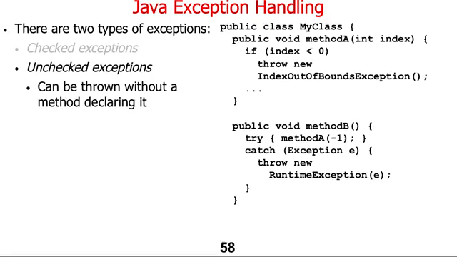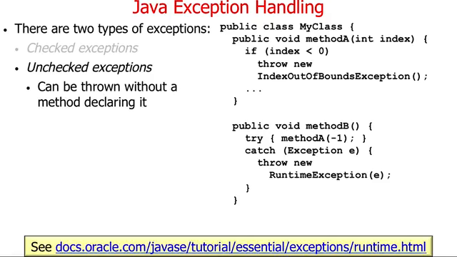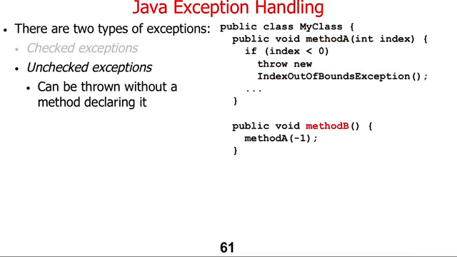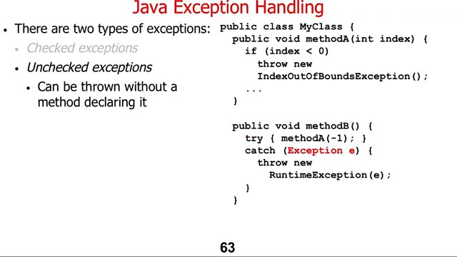The second general type of exception supported by Java is called an unchecked exception, which can be thrown by a method without it having explicitly declared the exception in its signature. For example, method A can throw an unchecked exception, such as the IndexOutOfBoundsException. Method B can call method A without having to define a catch block for the IndexOutOfBoundsException. Moreover, it could define a catch block for a more general exception, such as the Exception superclass. In fact, method B could catch the IndexOutOfBoundsException as an Exception, and then rethrow it as a new RuntimeException.